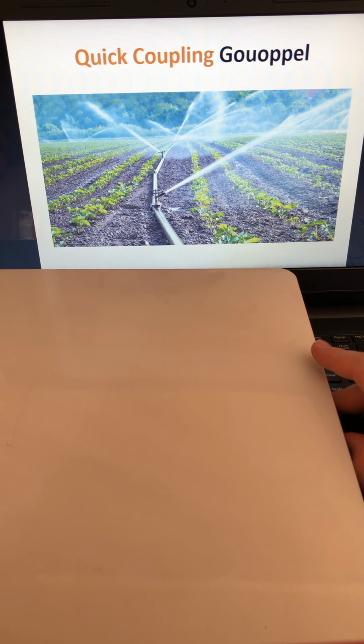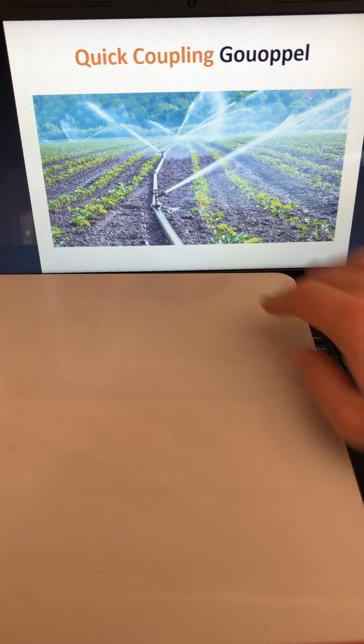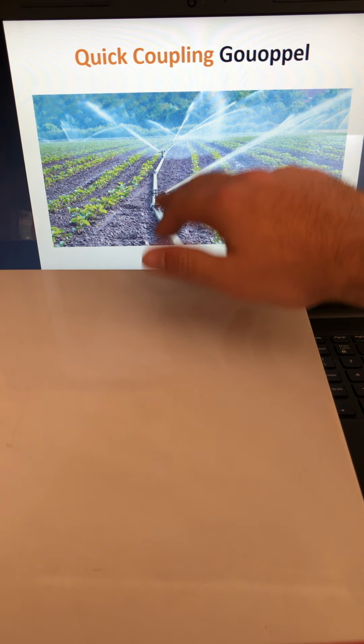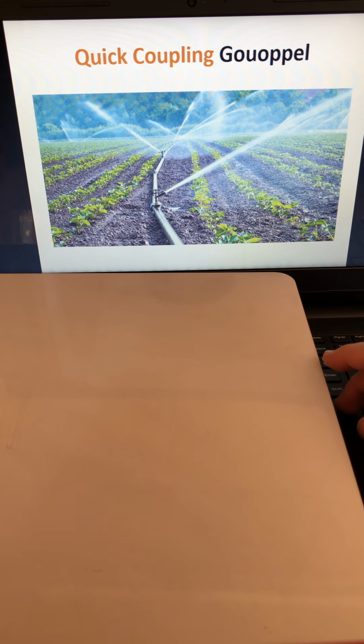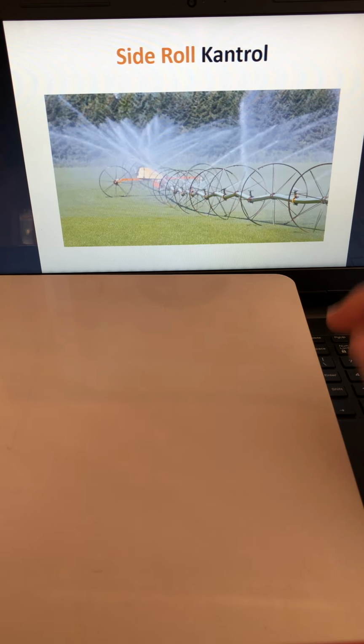Quick coupling. So quick coupling is pipes like this one with some sprinklers on top of that pipe, and it is also moved manually. So this whole pipe will be picked up and moved to a different area.